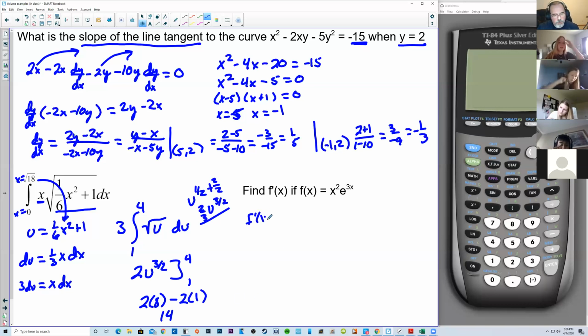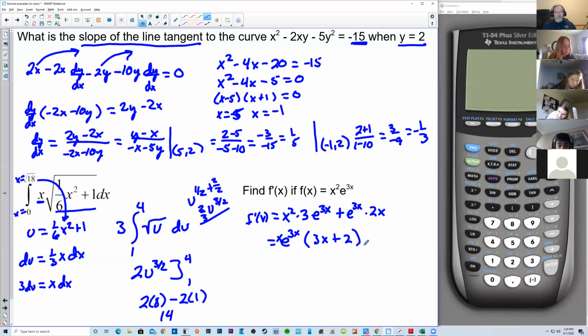The derivative here, just practice with the chain rule, no, product rule, excuse me. First times the derivative of the second, which is 3e to the 3x, plus the second times the derivative of the first. And we can factor out an e to the 3x and an x, excuse me. So 3x plus 2 is how you probably see it on AP because they like to factor stuff out.